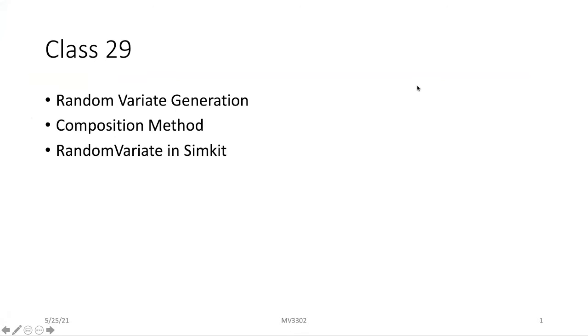We have been talking about random variate generation, and today we'll start by reminding what it is and what we've done so far, and then I'm going to actually do an example by hand by request, and then I'm going to talk about the composition method, and then we'll look at it in SimKit.